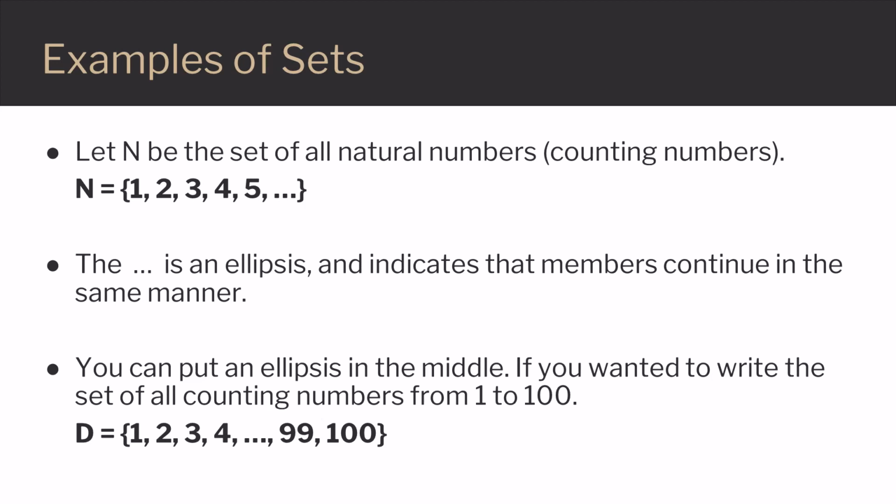Sometimes large sets are written with an ellipsis in the middle. To write all the counting numbers from 1 to 100, you could start the list with 1, put the ellipsis in the middle, and then show where the pattern ends.